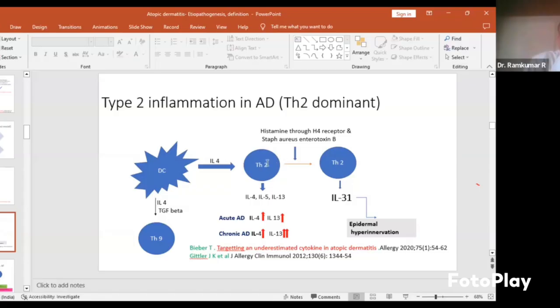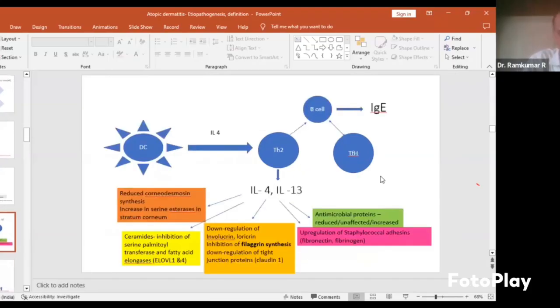And it's very interesting, the same Th2 cells, when they are acted upon by the staphylococcus, become cells which produce interleukin 31, which is a very important cytokine which causes epidermal hyperinnervation, increased intraepidermal nerve density.